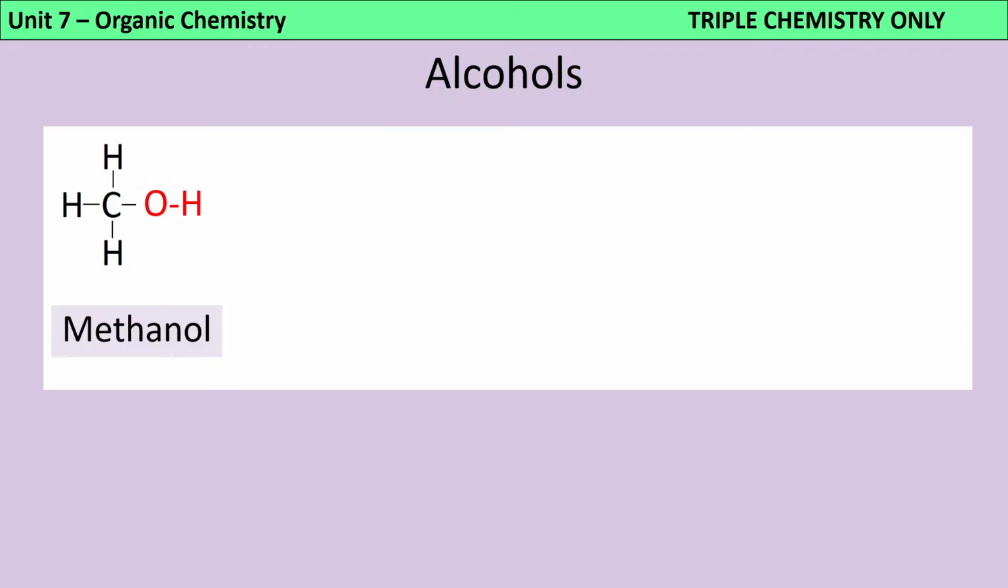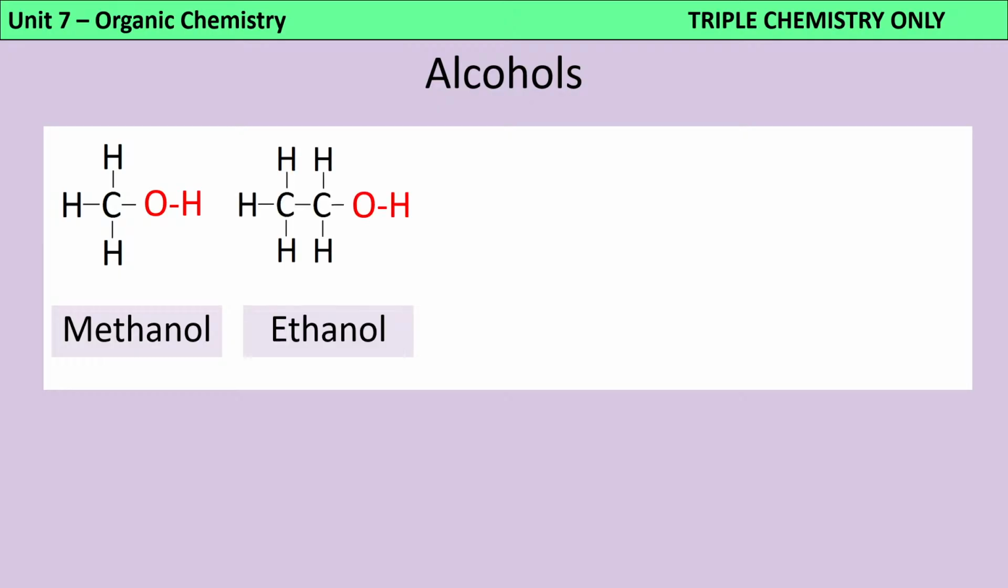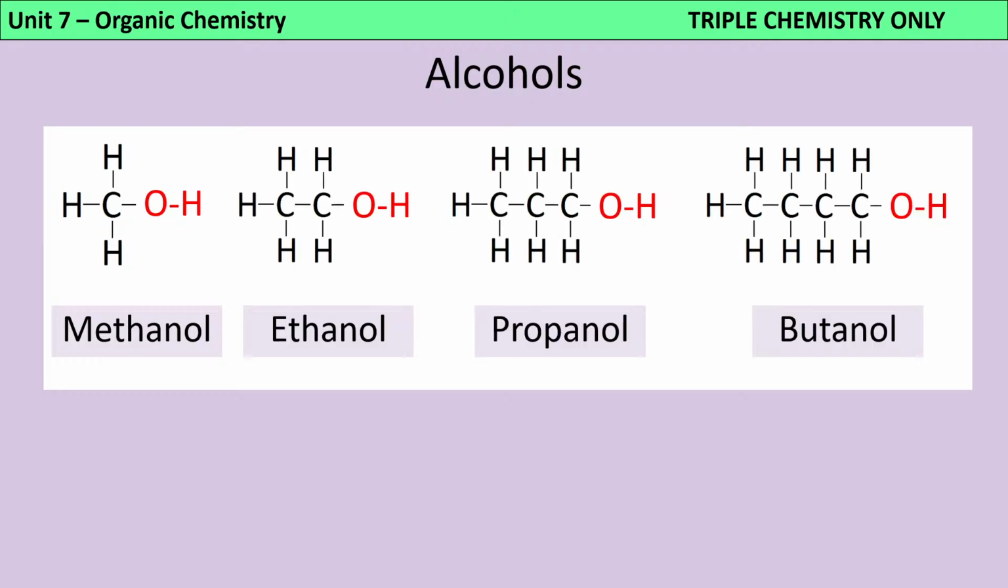So basically what you're going to do is draw an alkane, and then at the very last minute, instead of putting your final H on, you're going to put OH instead. So we have methanol, ethanol, propanol, butanol.